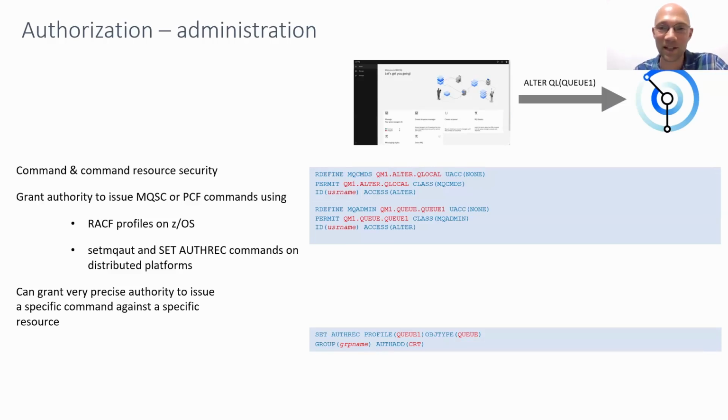So everything that I mentioned on the previous slide about granting access to queues and so on is still relevant at this point. But on top of that, in order to actually issue a command that changes something or displays information about resources in your queue manager, they need to be granted access to issue those commands on certain resources. So again, in a very similar way, you can grant access for user IDs to perform administrative actions by issuing commands on objects in MQ. You can actually grant very precise authority to, for example, define a queue with a certain name, things like that.